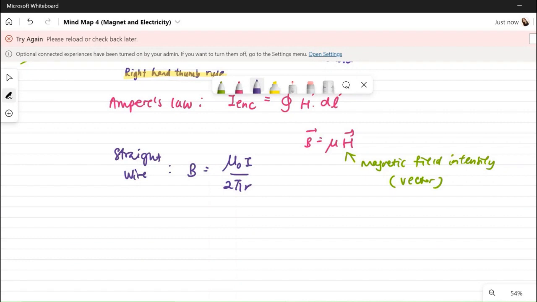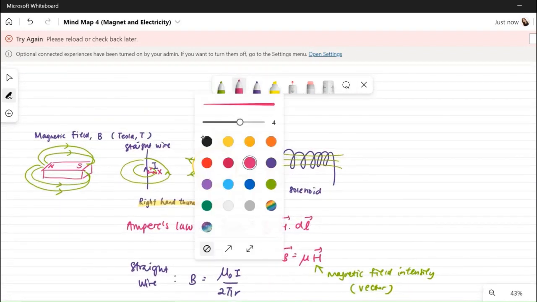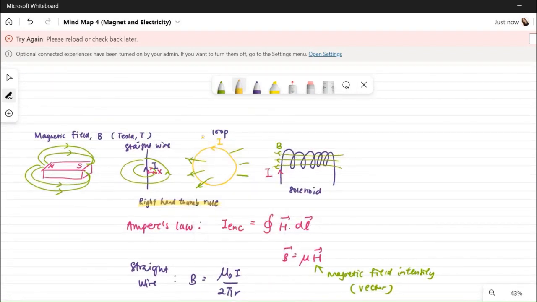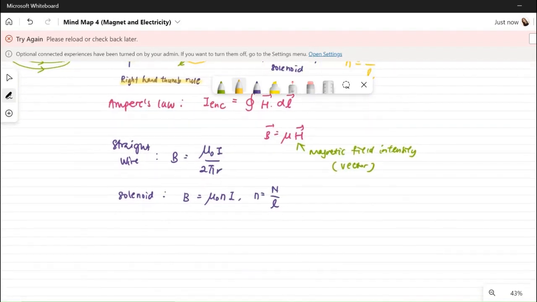And we can also derive the magnetic field for a solenoid. Basically, the magnetic field for a solenoid is equal to mu naught n I, where the small letter n is the number of turns per unit length. So let's refer to a solenoid. This is a solenoid. The number of turns means how many turns this solenoid has, n turns, and the length of the solenoid is here. So small n is equal to the number of turns per unit length. This expression refers to the magnetic field inside the solenoid, which is almost constant, right?